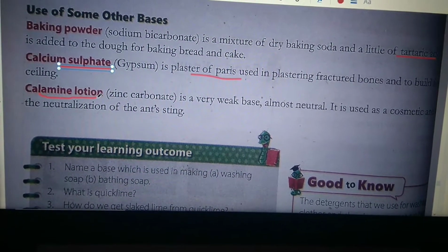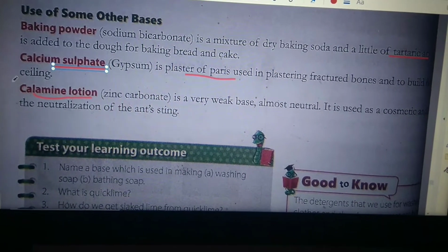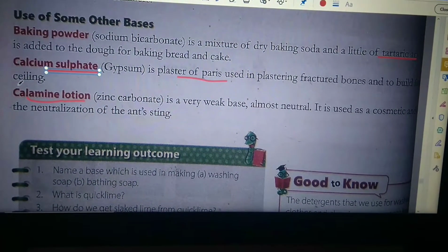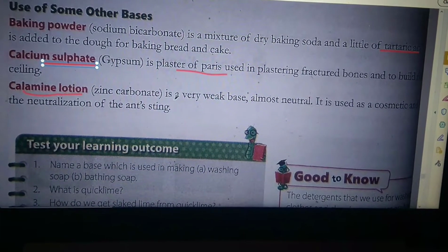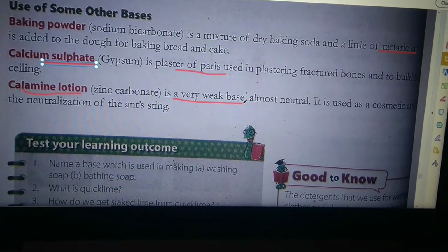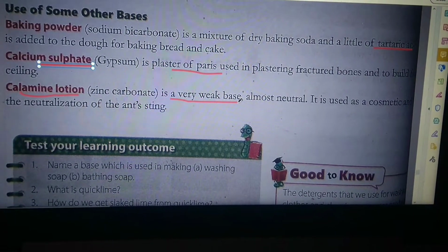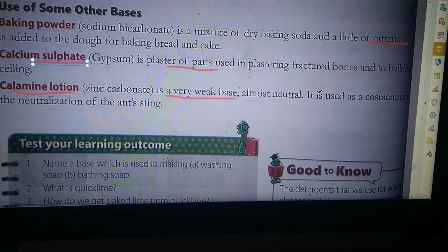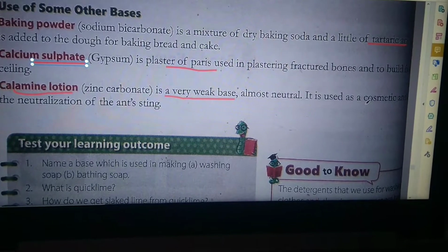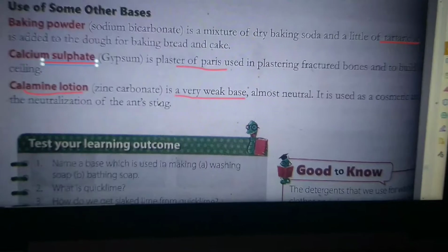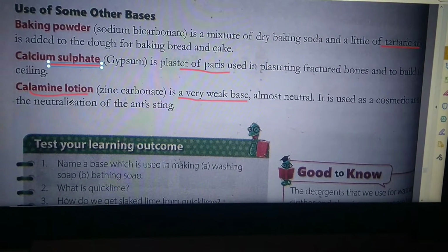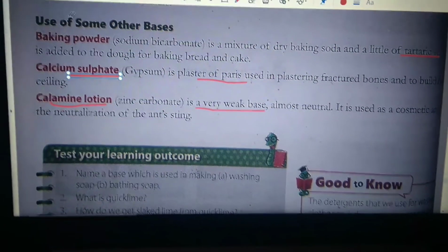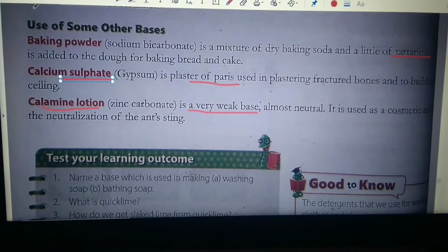Next is calamine lotion. You have heard the name of Lactocalamine lotion. It contains zinc carbonate. It is a very weak base, almost neutral. So we use it as a cosmetic product and in the neutralization of ant stings. So these are some common uses of bases.